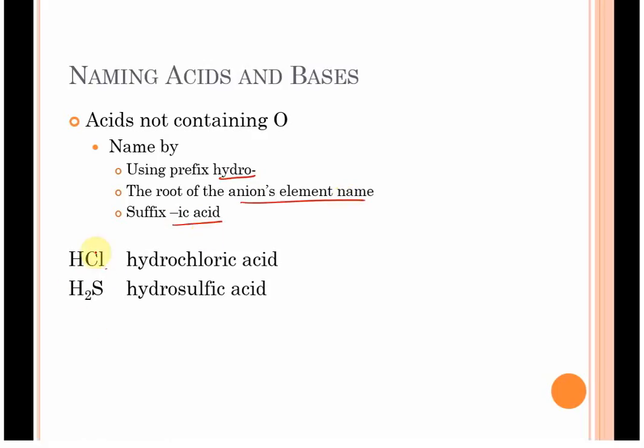So HCl, there's no oxygen, so we begin with hydro. Chlorine, the root of that is chlor, ic acid, so hydrochloric acid. H2S, no oxygen, so you start with hydro. Sulf is the root of sulfur, ic acid, so hydrosulfic acid.